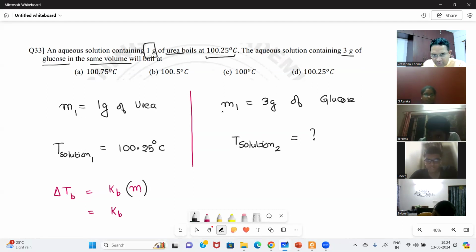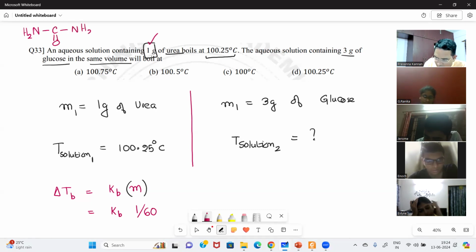So given mass of the solute. What is the given mass of the solute in the first case? 1 gram, right? Number of moles you need to find. So urea, what is the molecular mass, Enoch? You said it earlier. The 60, sir. Correct. What is urea? 60.